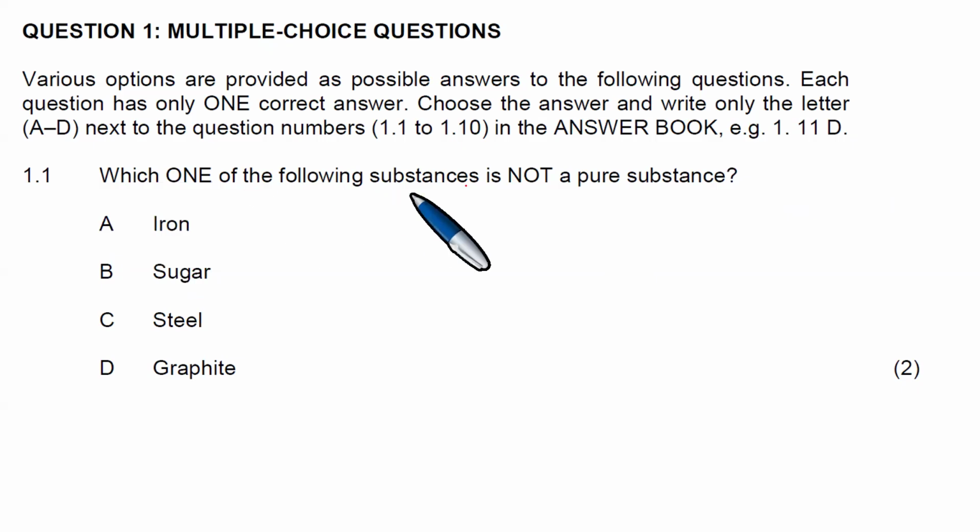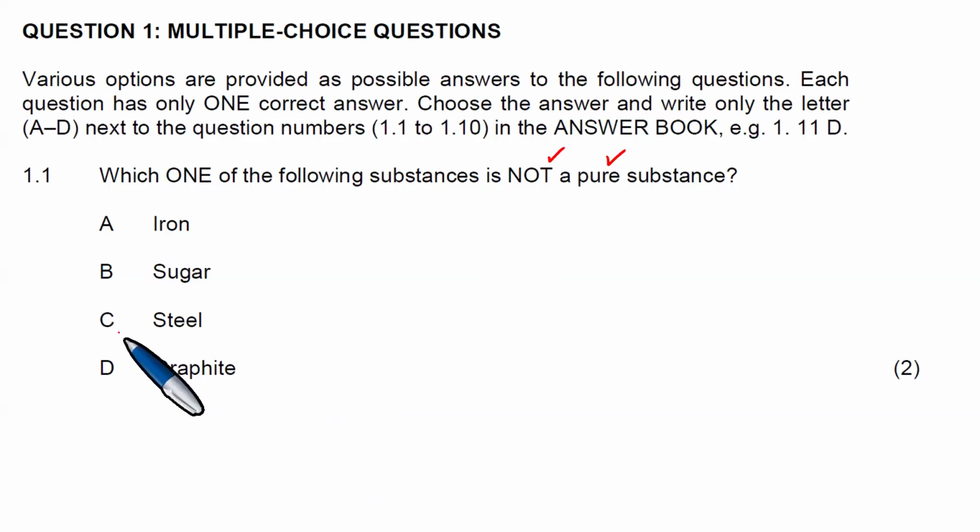Which one of the following substances is not a pure substance? Is it iron? Is it sugar? Is it steel? Is it graphite? Which one do you think is the correct answer? Which one is not pure? It is not a pure substance, so it is a mixture of different substances. Which one do you think is actually a mixture of substances and therefore is not a pure substance? B or D? Okay, that's fine.